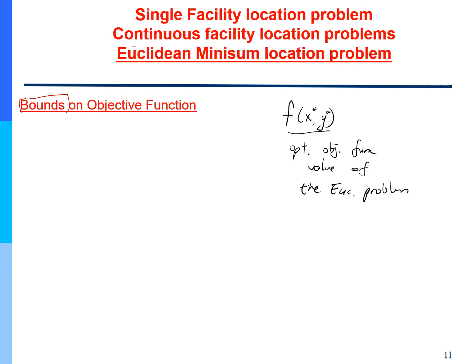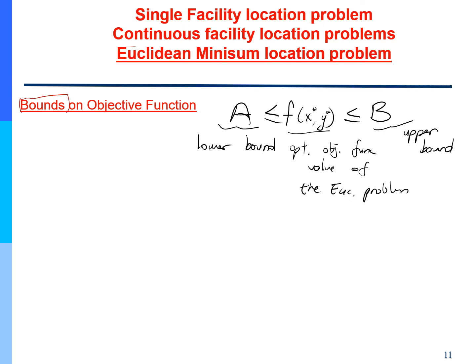Then, if we can find some value so that this optimal location is always greater than or equal to, let's say, this a, and if we can find another value so that this optimal objective function is always less than or equal to this b, then we can call this a and b the bounds. So a is named the lower bound, remember from the branch and bound algorithm, and b is referred to as the upper bound. What does a lower bound mean?